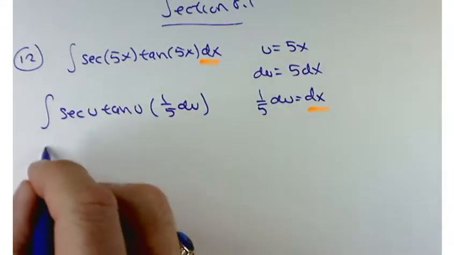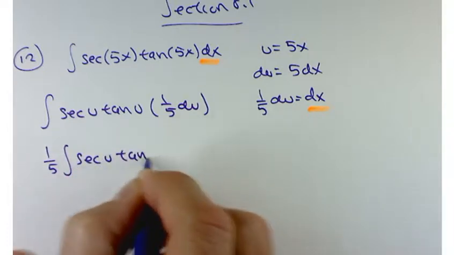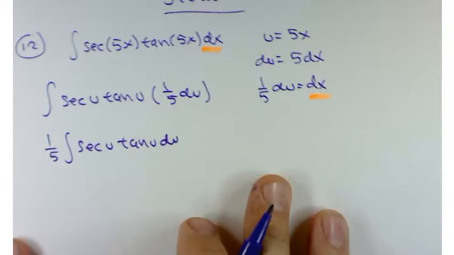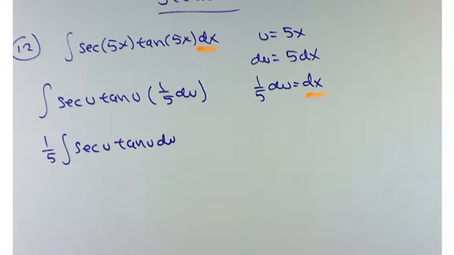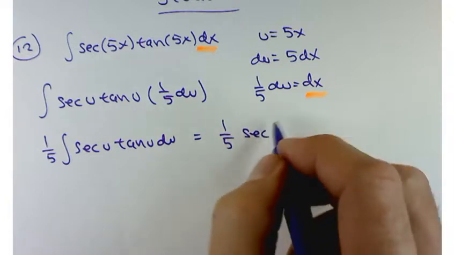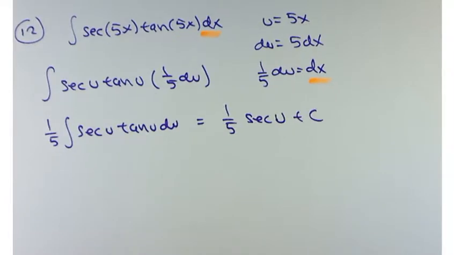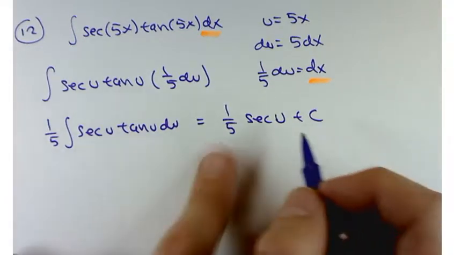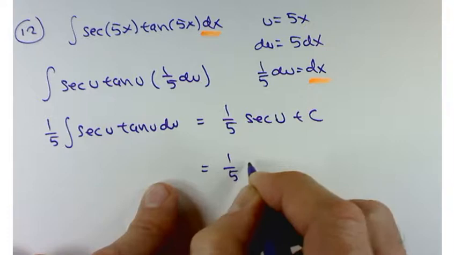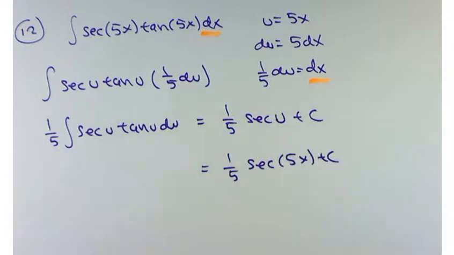You can take the 1/5 out in front, or maybe you can just integrate it from here. But what's the secant of u times the tangent of u integrate to? Just secant, right? 1/5 secant of u plus your constant. Last but not least, 1/5 secant of 5x. Yay. Nice.